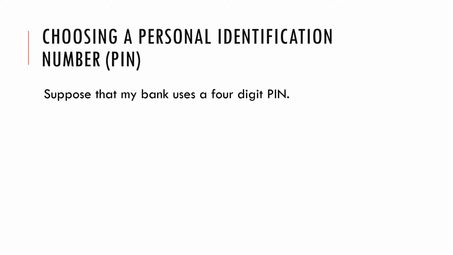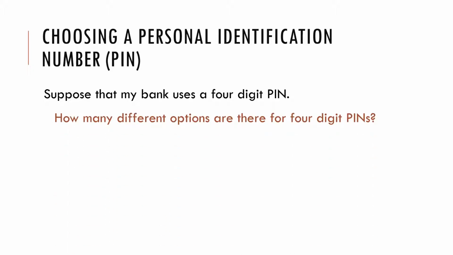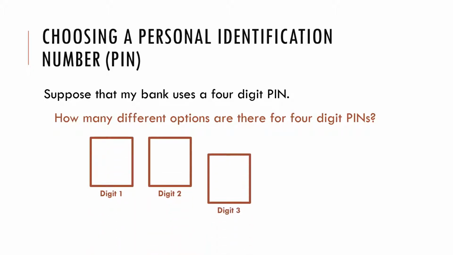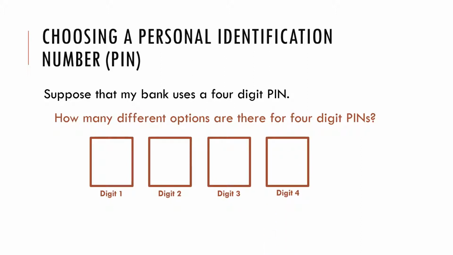So let's look at an example where we're going to pretend we're choosing our PIN number. Suppose that my bank uses a 4-digit PIN number. I know some banks now use a 6-digit PIN number or maybe more than that. But let's just imagine that my bank uses a 4-digit PIN. How many different options are there for 4-digit PINs? All right, so we are going to follow what the fundamental principle of counting said. We're going to start by drawing our boxes for all of our decisions. So we have our first digit, our second digit, our third digit, and our fourth digit.